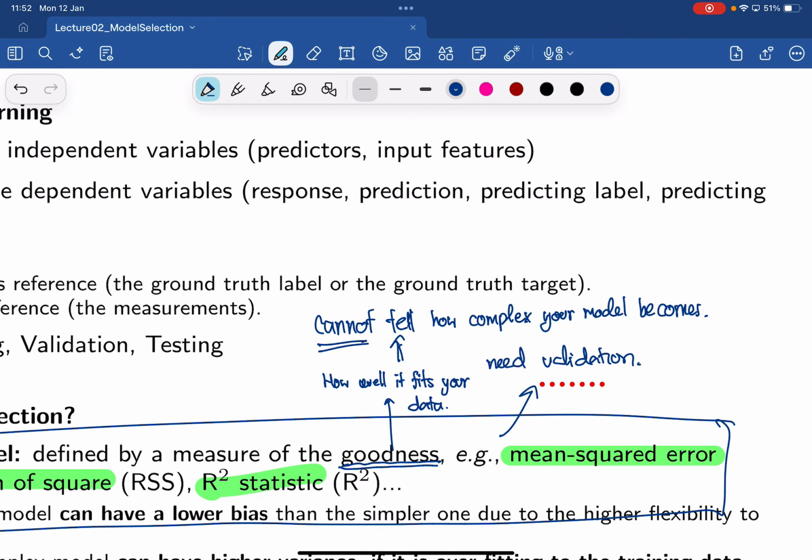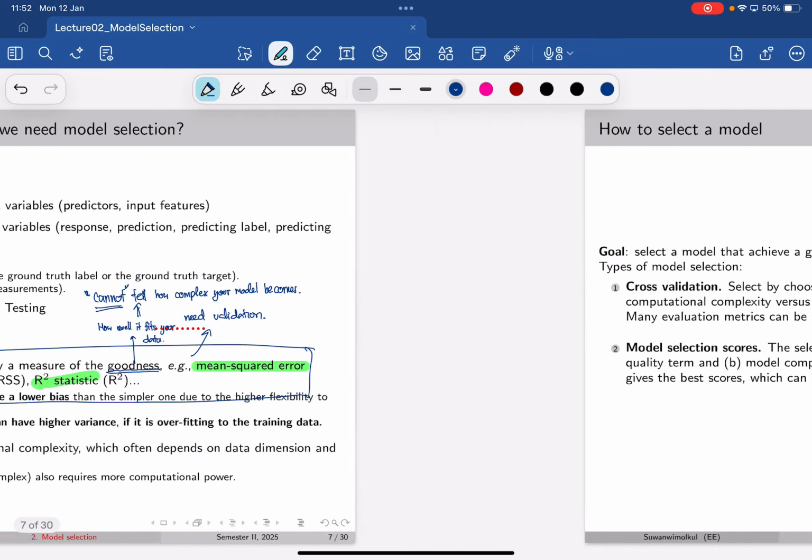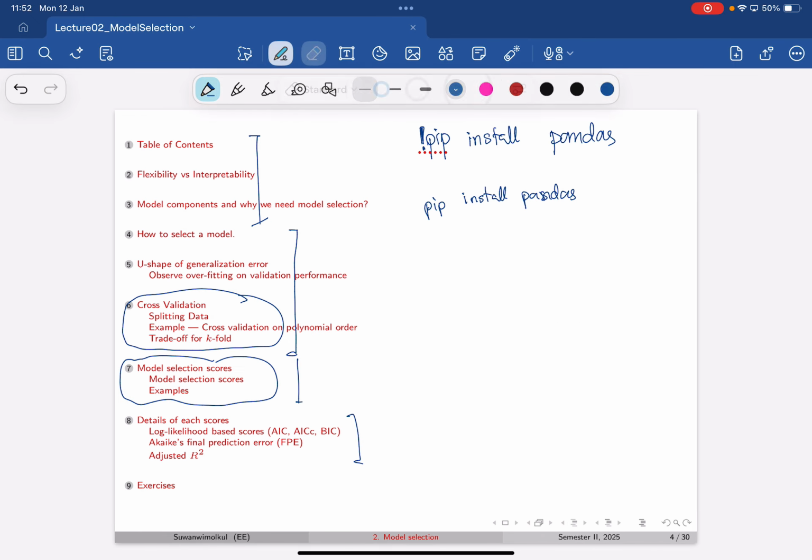Cannot tell, you have to highlight the word cannot. Because today, there are going to be evaluation rubrics that can evaluate how complex your models become. Namely, they are those scores that I wrote here. These scores can evaluate not just the fitness, but also how complex your models become.